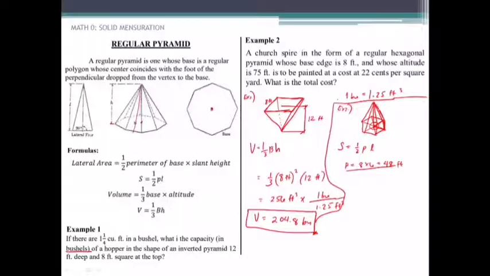For this one, if this is our altitude, let's just try to draw this one. This is our slant height. This is our altitude, given the altitude of the pyramid to be 75 feet. And this part here, class, is a triangle. This is our slant height. Okay, did you get it?